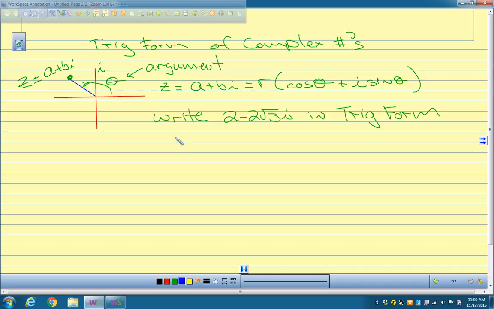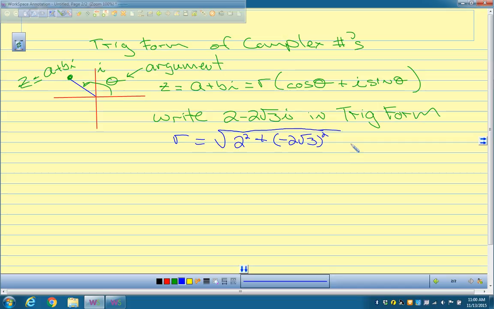So first thing you're going to do is find r. You know how to find r? You have to find r, which is the magnitude. How would I find the magnitude of that? It's the square root of a squared plus b squared. So this is a, this is b. So it's 2 squared plus 2 root 3 squared, like that.